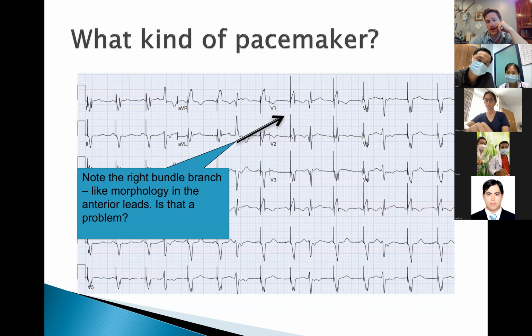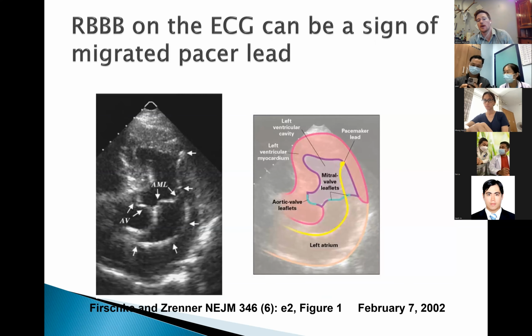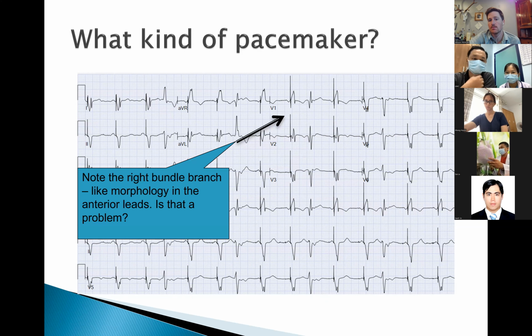If there is a right bundle branch like morphology, then we need to consider one problem, and that is, it can be a sign of a migrated pacer lead. So the pacer should be in the right ventricle, but if it's migrated to more of the left ventricular cavity, then we may see this more right bundle branch block. And so that could be a sign that maybe there's a lead migration.